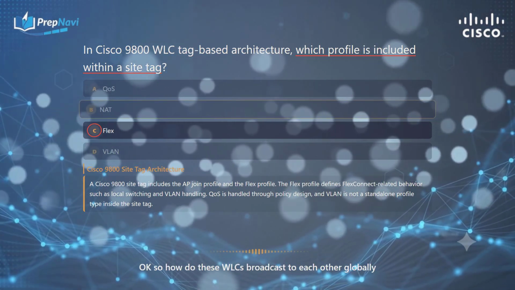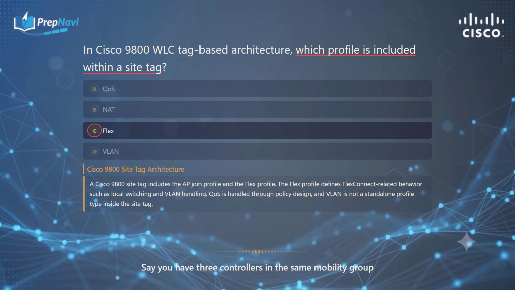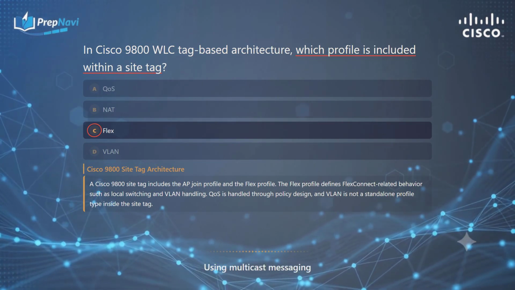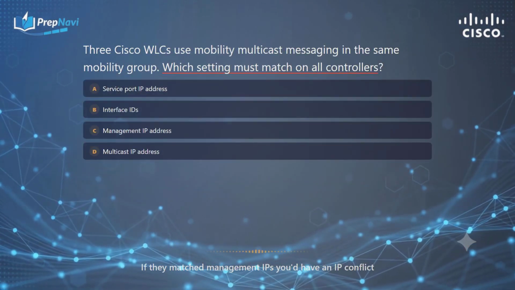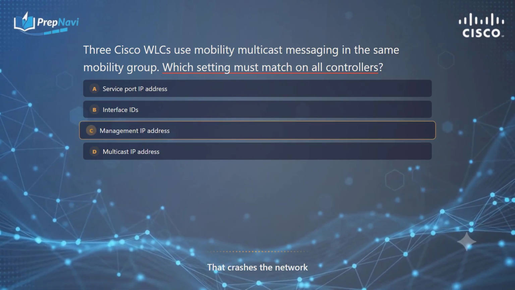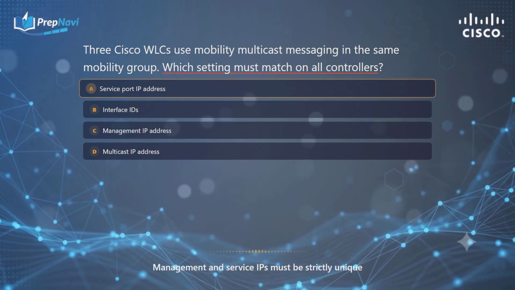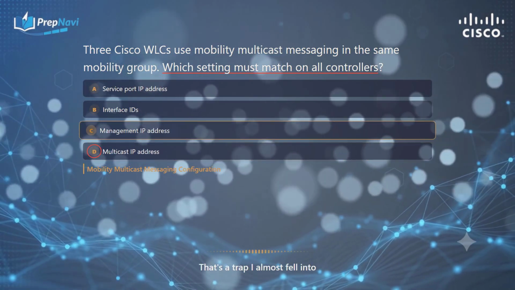Okay, so how do these WLCs broadcast to each other globally? Say you have 3 controllers in the same mobility group using multicast messaging. Option C, the management IP, is how they talk, right? If they matched management IPs, you'd have an IP conflict that crashes the network. Management and service IPs must be strictly unique, so it's D, the multicast IP address. That's a trap I almost fell into.